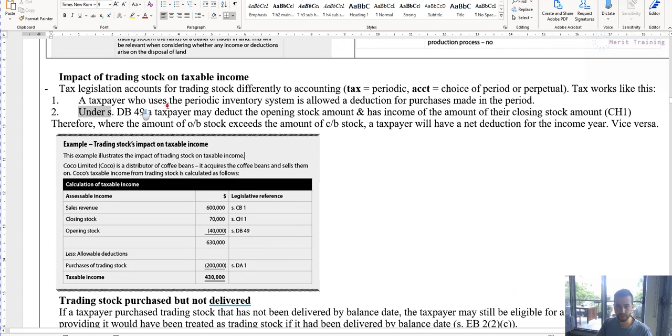So what it says under here, under DB 49, a taxpayer may deduct the opening stock amount and has income of the amount of the closing stock. So the closing stock is income, so you put that $70,000 over here, and your opening stock is negative, so it's negative $40,000. So basically, if your closing stock is greater than your opening stock, you get assessable income, or if it's the other way around, you get a deduction.